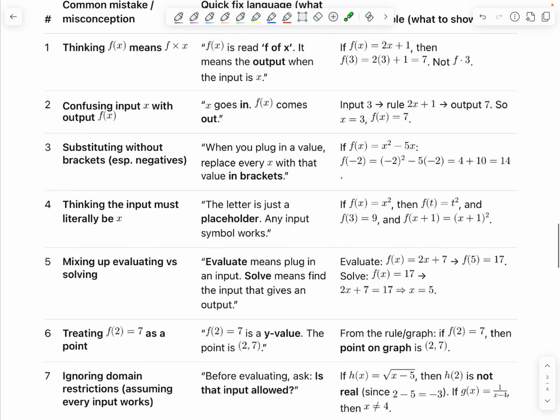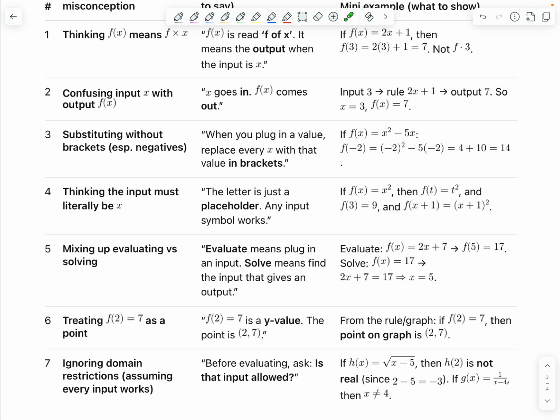Okay. Lastly here, we have one last misconception. Ignoring domain restrictions, assuming every input works. We'll talk more about this in a future video, but before evaluating, you want to ask, is that input allowed? Let's say my function h of x is equal to the square root of x minus 5. Then h when the input is 2 doesn't make sense because it wouldn't be real. If I put an input of 2, 2 minus 5 is a negative number. I can't take the square root of a negative number. It won't be real anymore. So that wouldn't make sense.